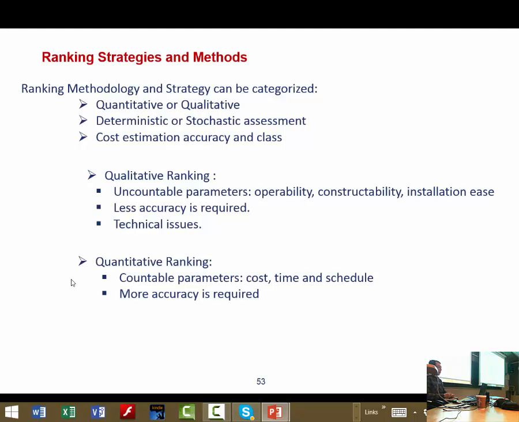For example, qualitative ranking is usually used for uncountable parameters like operability, constructability, installation ease. And also when less accuracy is required, like during concept screening. And also mainly for technical issues. And quantitative ranking is usually used for countable parameters like cost, time and schedule, and it is required when more accuracy is required, like concept selection phase.